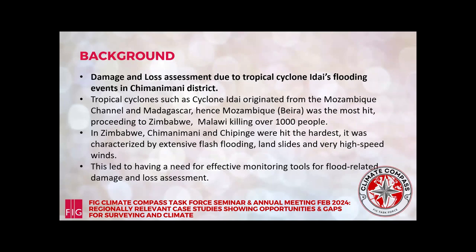So in Zimbabwe, Chimanimani was hit the hardest. And this flood was characterized by extensive flash flooding. There were landslides and there were very high speed winds. So this actually led to a need for effective monitoring tools for flood related damage and assessment. Next slide.